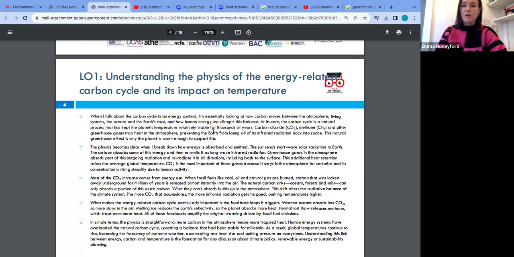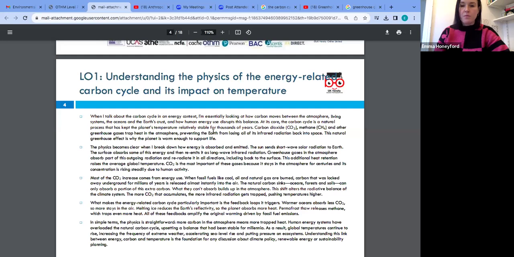It's really important to understand the physics of the energy-related carbon cycle and its impact on temperature. When we talk about the carbon cycle in an energy context, we're looking at how carbon moves between the atmosphere and other parts of the planet. Carbon has always existed, and we need it. It's part of how the planet operates. But the problem we're in at the moment is humans have disrupted this balance. I'll show you a short video soon which really explains this.